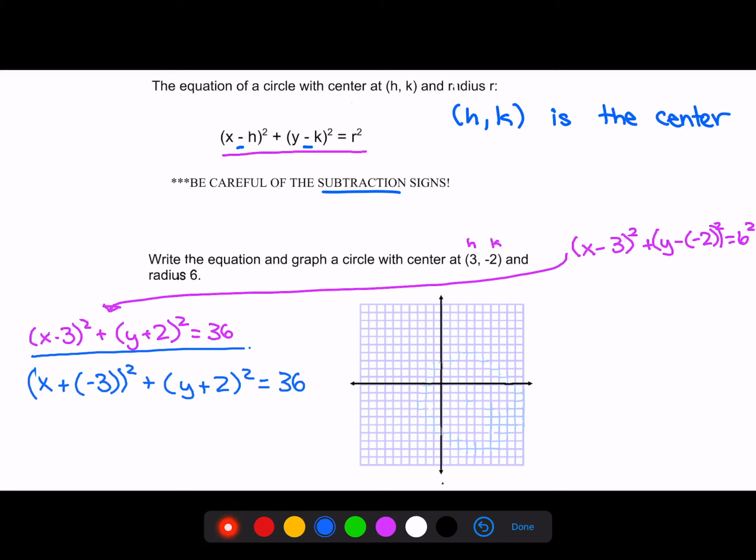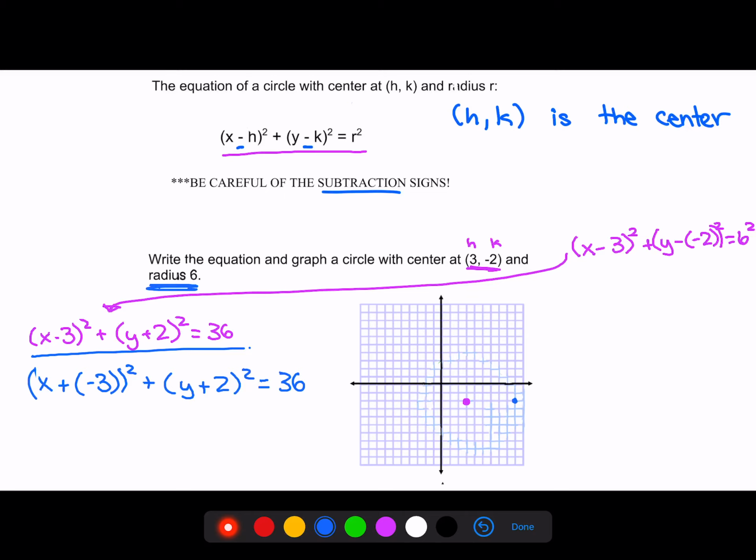Now from here, let's go ahead and graph this. First off, our center is at 3, negative 2. So I can go ahead and mark that. 3, negative 2. This point right here. And then our radius is 6, so I'd just go 6 away from this point. So 1, 2, 3, 4, 5, 6.